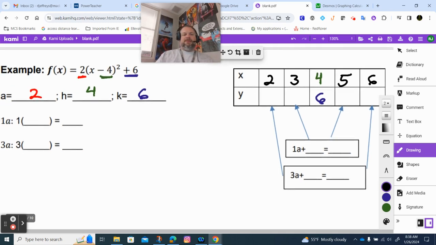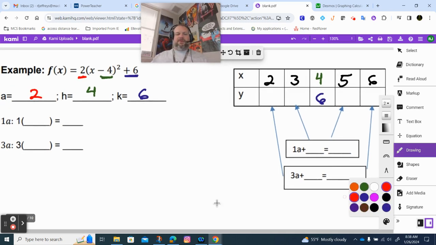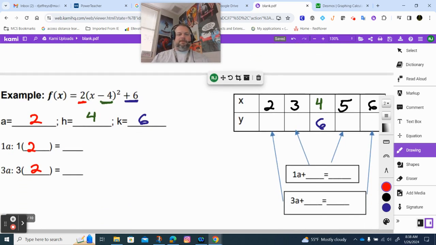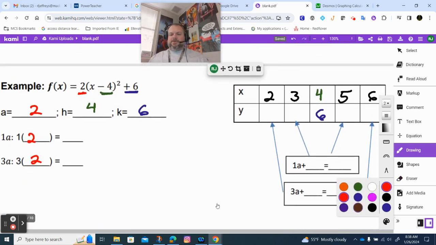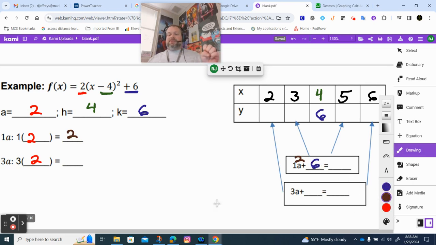All right. So I'm going to fill in our A's right here. What color did I do that first one in? Brown. Okay. So we had to say 1A. So this is going to be 2. So our 1A, which is 2, we're going to add to 6. Okay. What is 2 plus 6? 8.